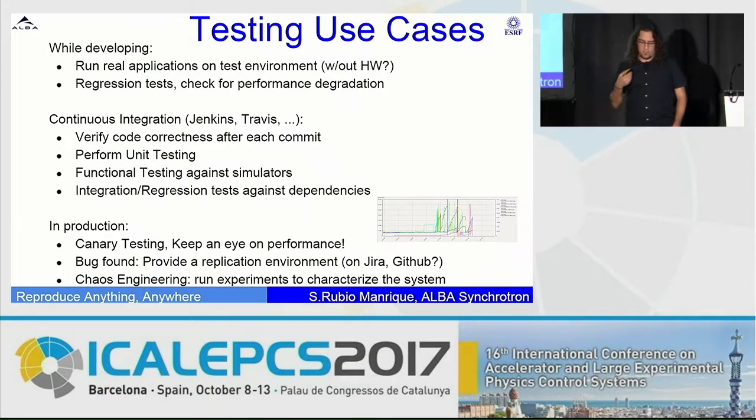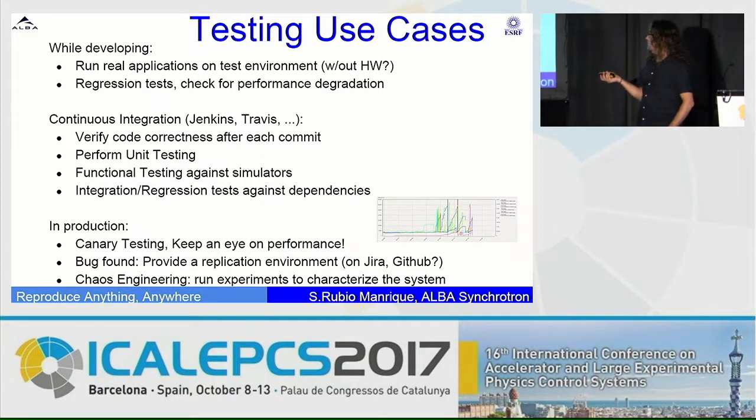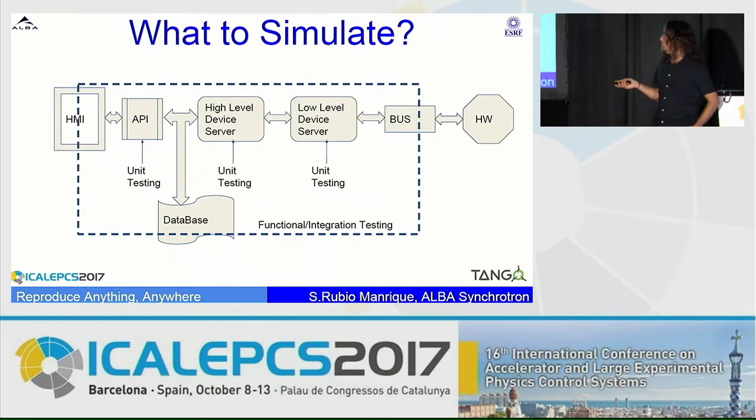And then there are other kinds of tests that we do, which are tests in production. We implement something that we recently learned has a name, but probably all of us are doing at some point: canary testing. So not upgrading the whole system at once, but upgrading a small part, and waiting a week to see what happens. Then, another application for testing use cases is that whenever we find a bug, we try to provide a replication environment. And later, now we have the idea of doing chaos engineering, running experiments on the control system, which is a new field that seems to be being explored.